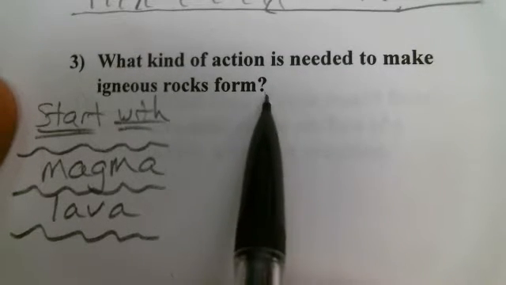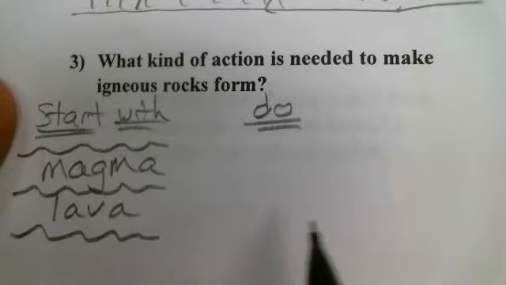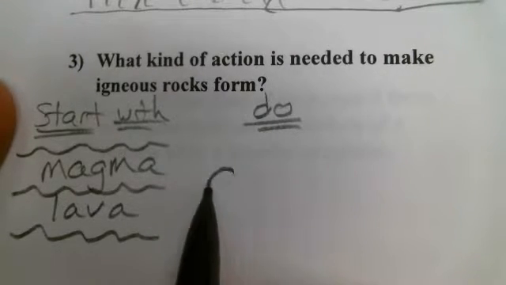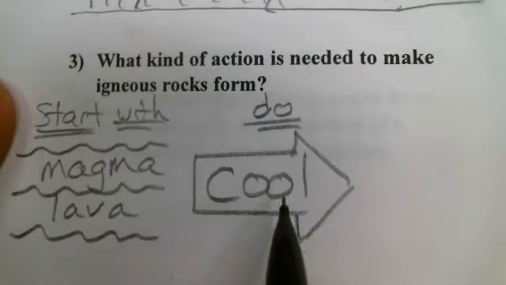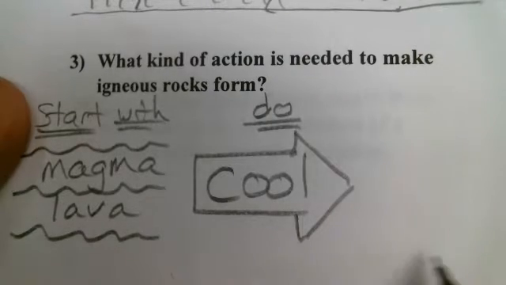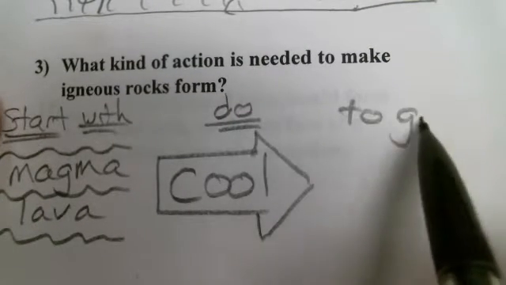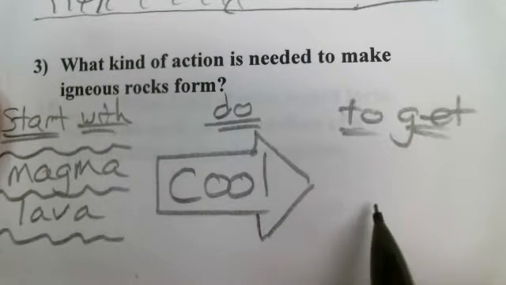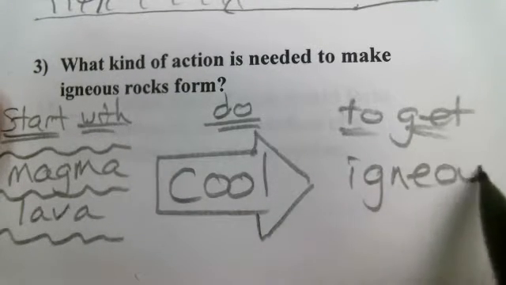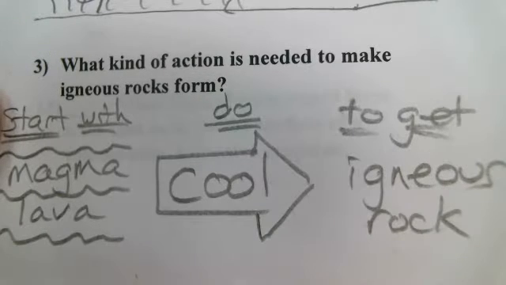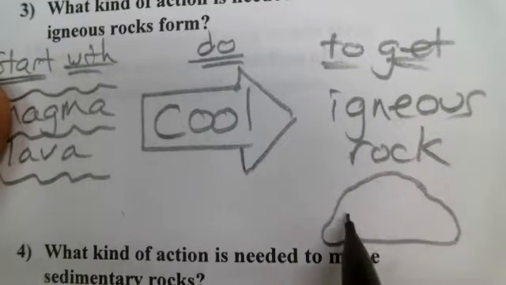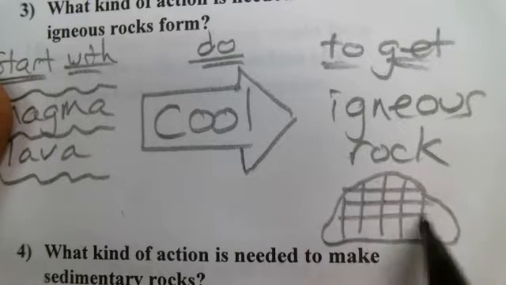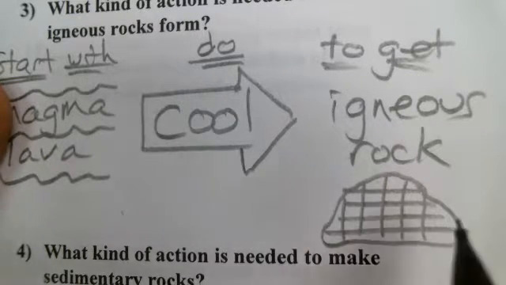Okay, then what do we do to this stuff in order to make an igneous rock? We have to cool it down. So draw that in an arrow. That shows you the process that we need. We need to cool this hot magma, cool the hot lava, and then what we get out of that is igneous rock. And draw a picture underneath this of a rock, and then I want you to draw a lattice like that to indicate that these are crystals.